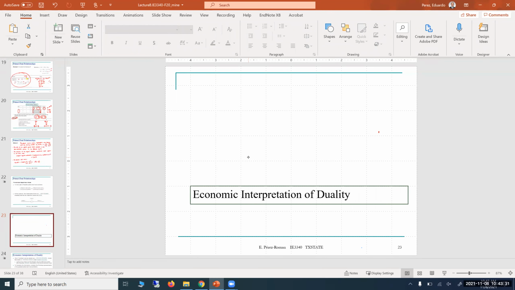Yes, because the homework is connected to the previous lecture. Yes, sensitivity analysis.